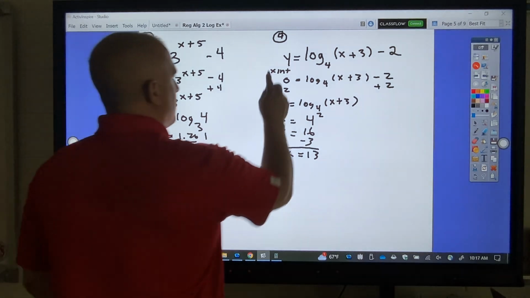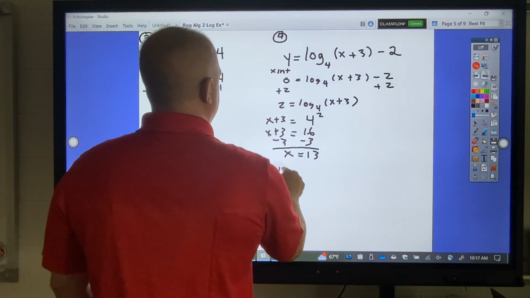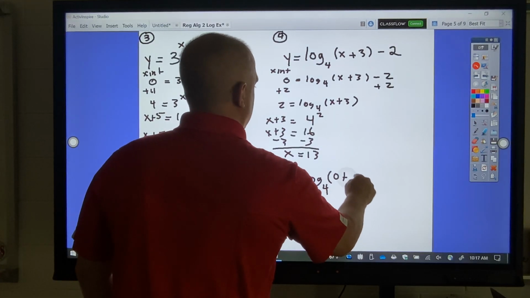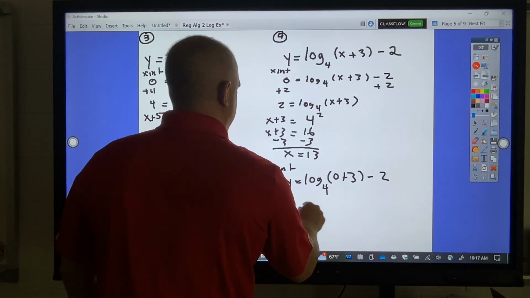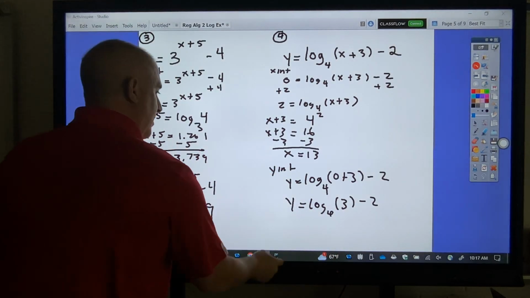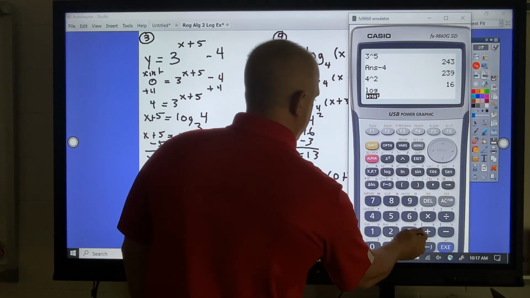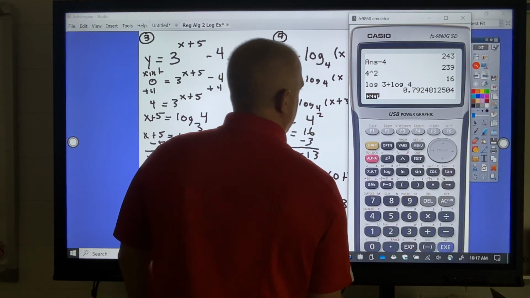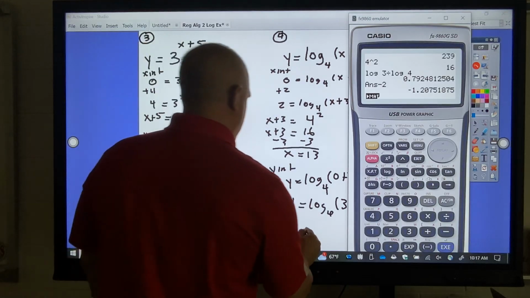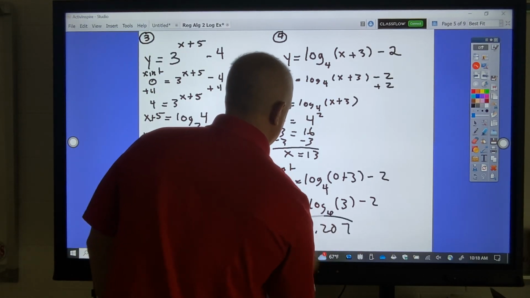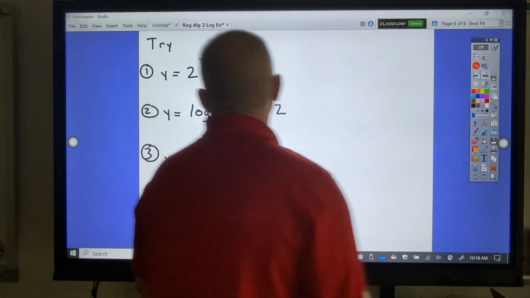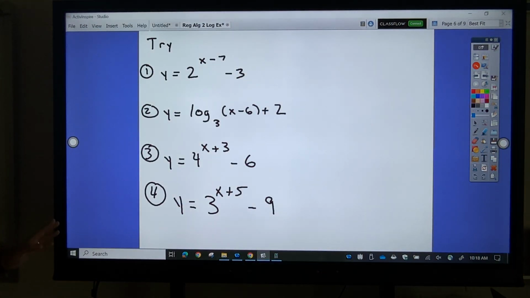The y-intercept, I'm going to put 0 in for x. So that's going to be log base 4 of 3, minus 2. Now I can calculate that. Log 3 divided by log of 4, then subtract 2. That's going to be negative 1.207. Okay, so you guys go ahead and try these.